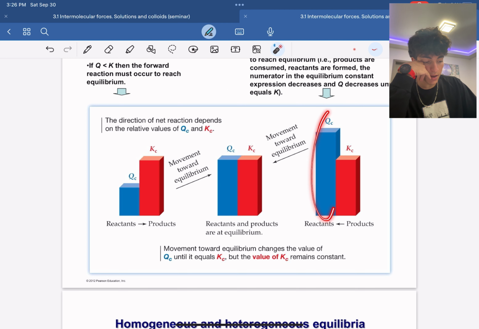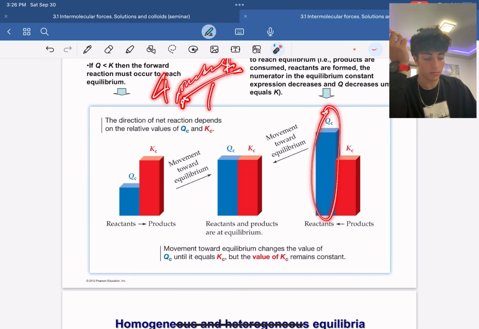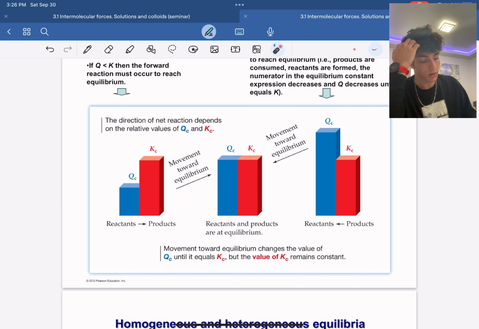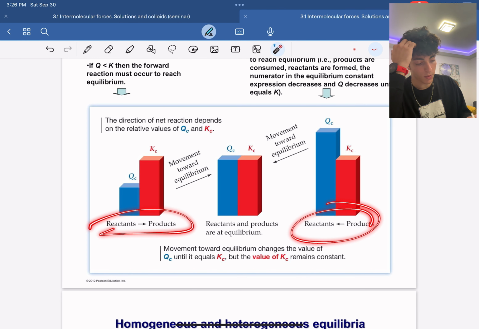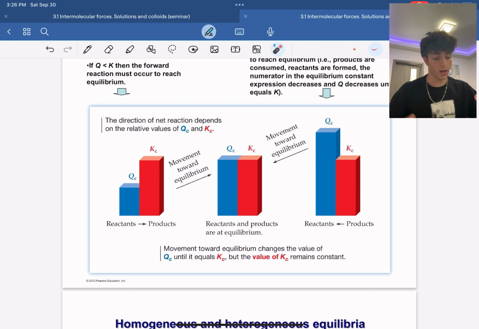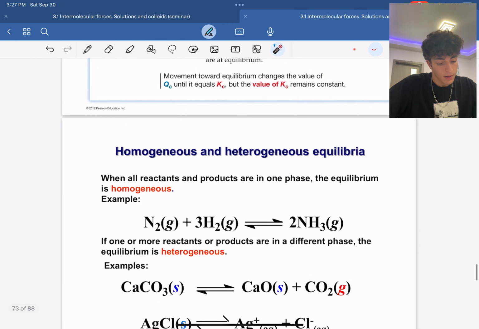Now, this means that the products are too high. Let's say they're like 4 when they're supposed to be at 1, and the denominator is just sitting here confused. It's like, yo, I don't have enough. Can you give me some? So we have to move backwards. So products to reactants, reactants to products at equilibrium. This is actually a really good practice to see if you understand.